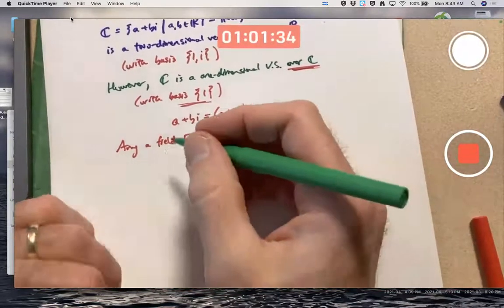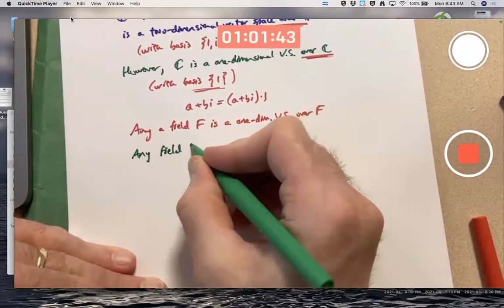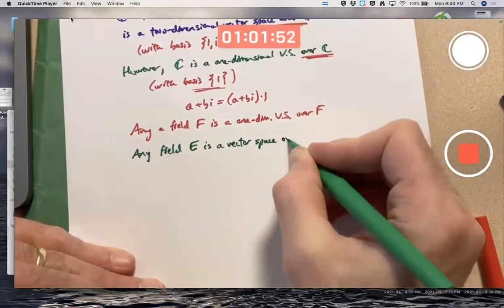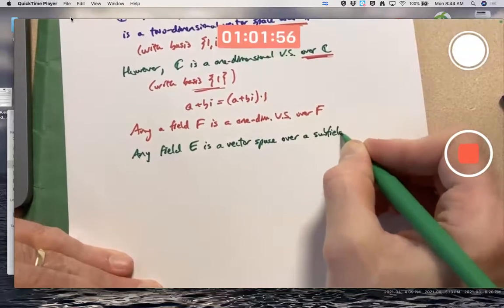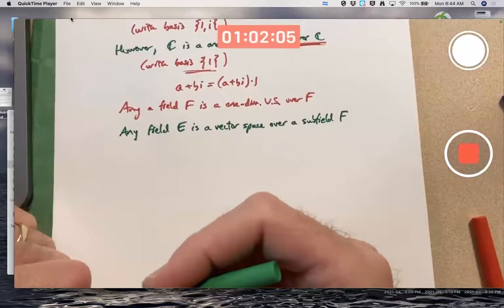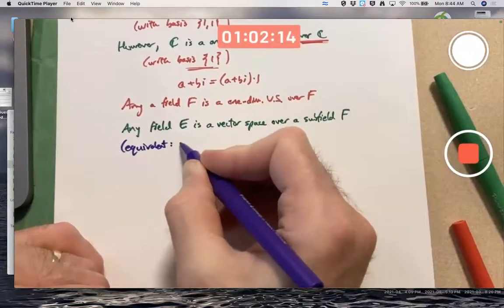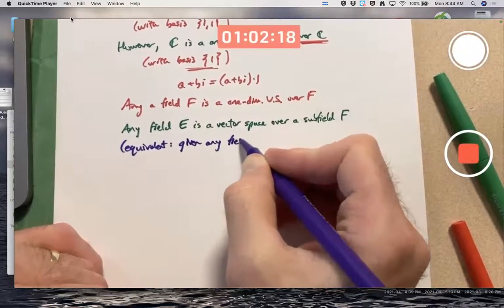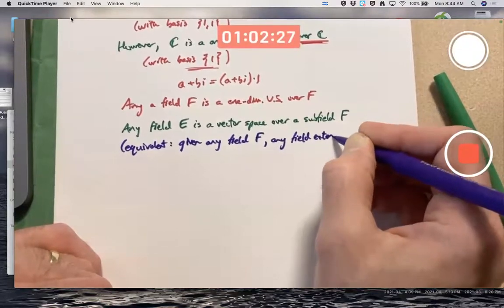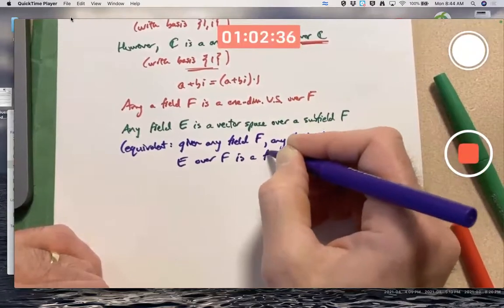Final comment for today, and we'll end class a little early here: any field, let me call it E, is a vector space over a subfield F. Said another way, given any field F, any field extension E is a vector space over F. Given any field F, any field extension E over F is a vector space over F.